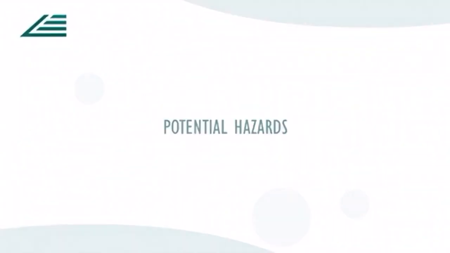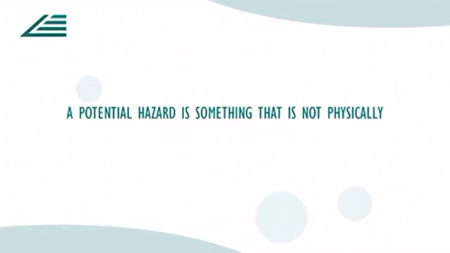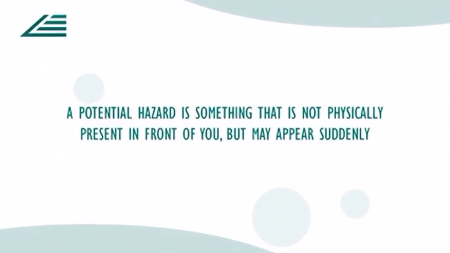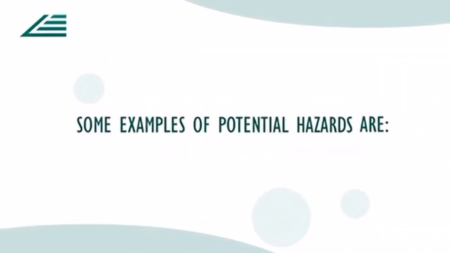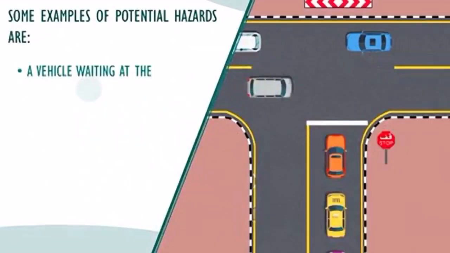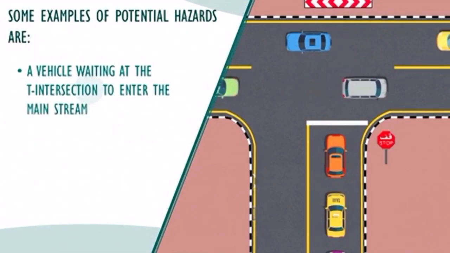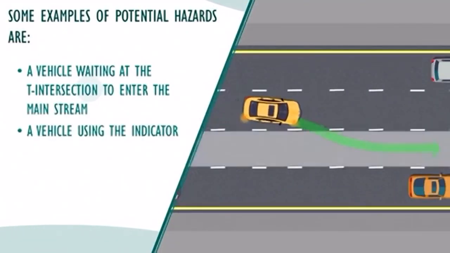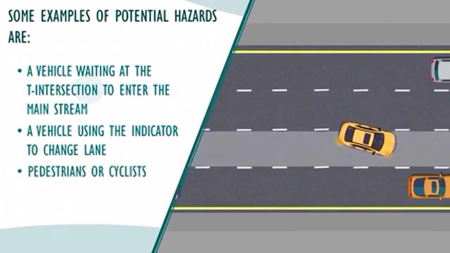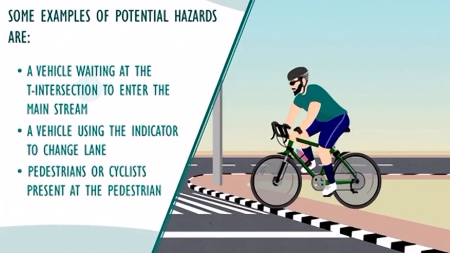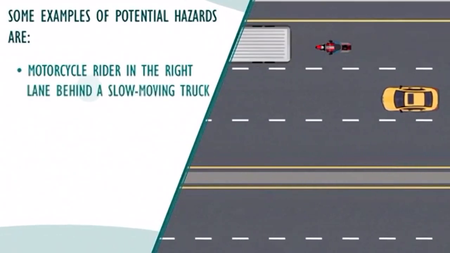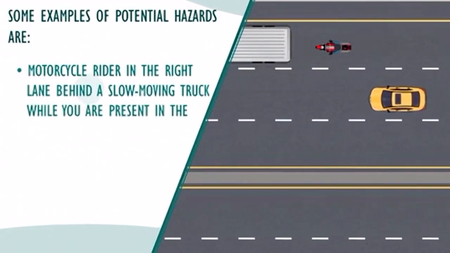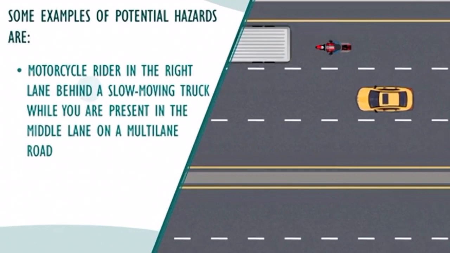Potential hazards. A potential hazard is something that is not physically present in front of you, but may appear suddenly, forcing you to react. Some examples of potential hazards are a vehicle waiting at the T-intersection to enter the main stream, a vehicle using the indicator to change lane, pedestrians or cyclists present at the pedestrian crossing, a motorcycle rider in the right lane behind a slow-moving truck while you're in the middle lane on a multi-lane road.